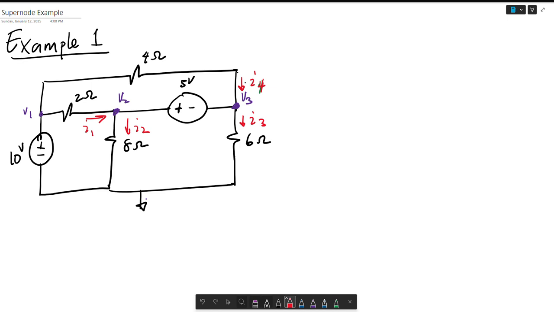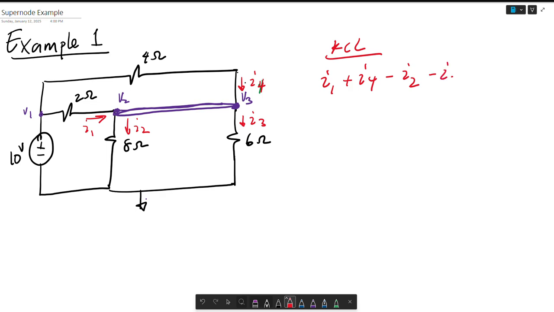So we're going to start off by writing a KCL. This is solving for currents. I'm going to get rid of this voltage here and say there's a supernode right here, kind of connecting V2 and V3. I'm going to say I1 plus I4, because they're both coming in, minus I2 minus I3 is equal to 0. If I organize that in terms of my currents, this will be I1 minus I2 minus I3 plus I4 is equal to 0.